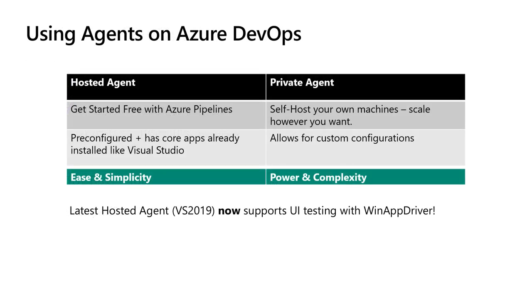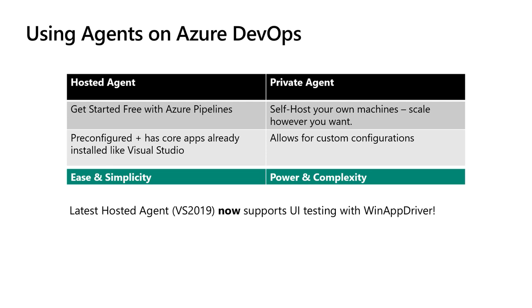So let's talk about agents. In DevOps, you can pretty much have two different kinds of agents. One is private agents, and this is what you could use previously to have WinAppDriver. The beauty of private agents is that it allows for a lot of manual configuration. It gives you a lot of power, a lot of control, but with all that power, it's actually a real hassle getting that up and running, and you have to manually configure everything by hand. It's not easy, and this is where hosted agents come in.